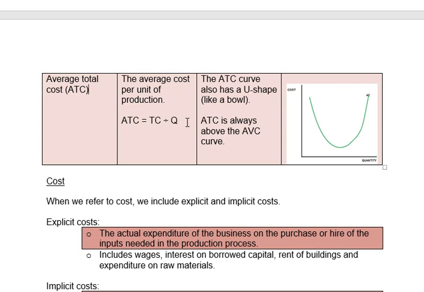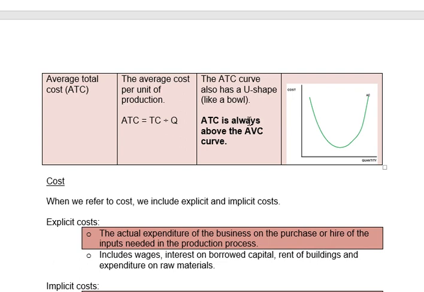And you will see your average total cost looks exactly like your average variable cost. It decreases initially, it reaches a minimum, and then it starts to increase. It is also U-shaped or shaped like a bowl. But very, very important is this sentence: your average total cost is always above the average variable cost.